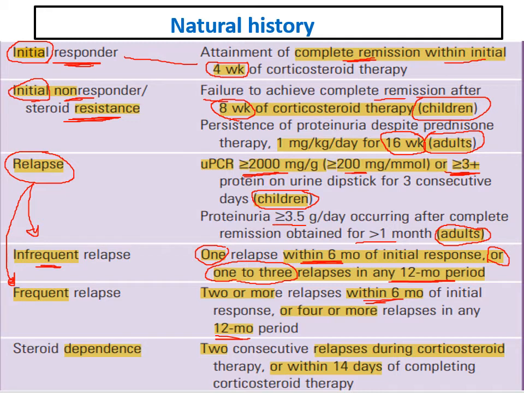By logic, what is frequent relapse? Frequent relapse is 2 or more relapses within 6 months of initial response, or 4 or more relapses in a 12 month period.